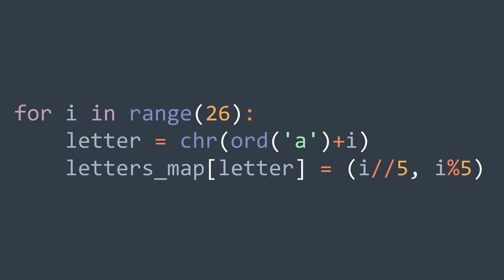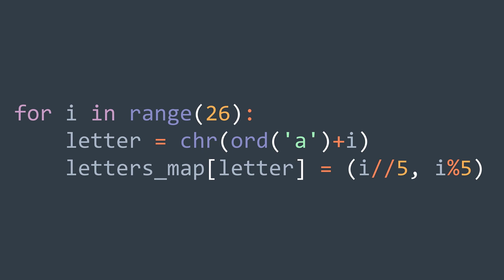In code, for each position i of the 26 positions in the alphabet, because we have 26 letters, the actual letter is A plus i positions. For example, if i is 13, then we take the char code of A, we add 13, and we convert it to a character again, we get N. And in the map we put i divided by 5, i modulus 5 at that letter. The tuple represents its coordinates.